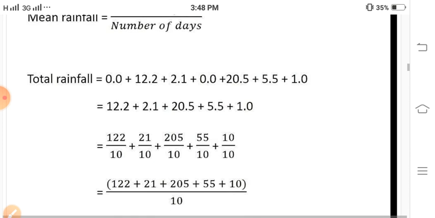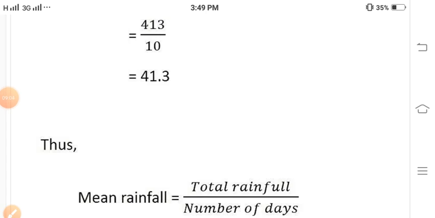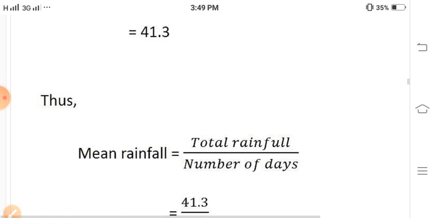So students, you very well know, in case of like fractions, you just add or subtract the numerators directly. So in this case, 10 will be the denominator and you will directly add the numerators. It equals 413 upon 10, which further equals 41.3.